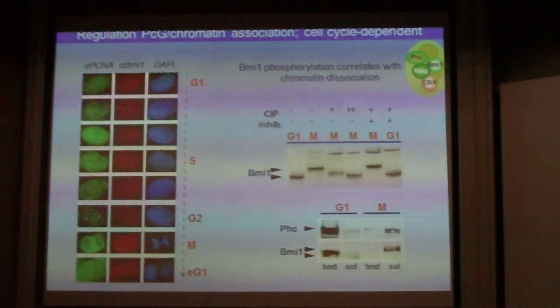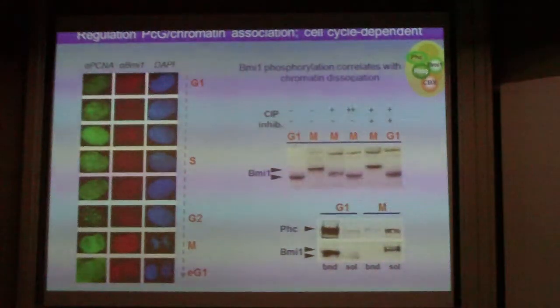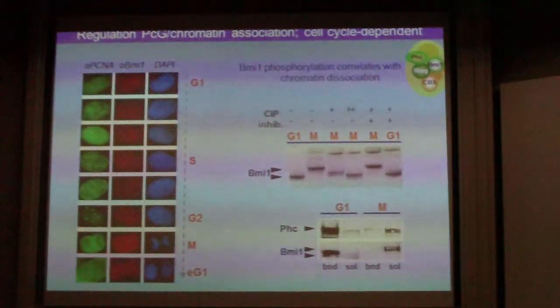How would you prove a correlation between chromatin association and phosphorylation? Or inverse, a correlation between protein phosphorylation and chromatin binding. How would you do that? Anyone? How would I prove that a protein is binding to chromatin when it's non-phosphorylated and lets go of chromatin when it is phosphorylated? How would you prove that? Think of a cool experiment.